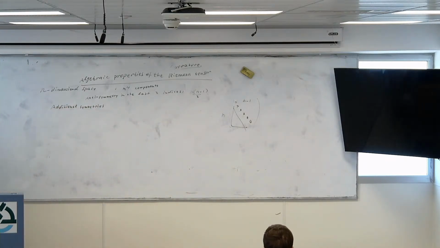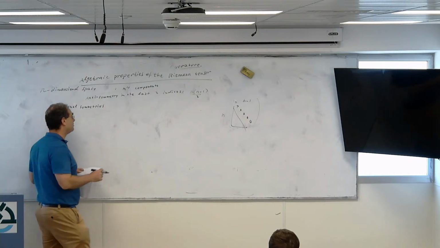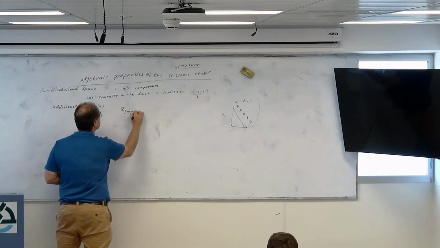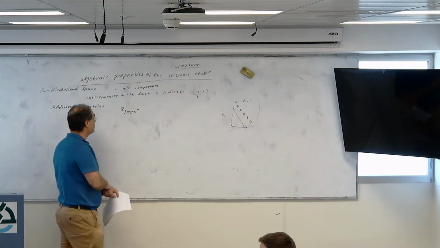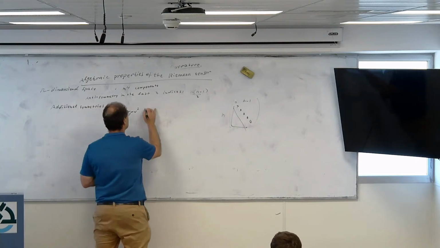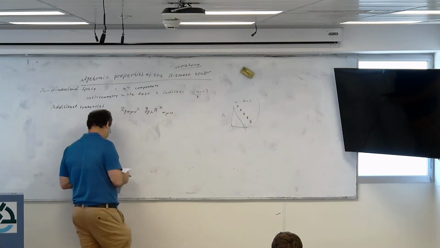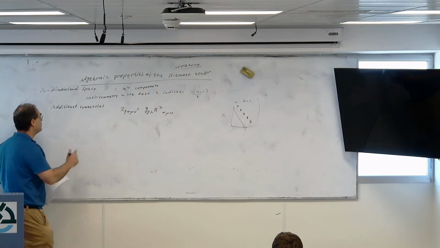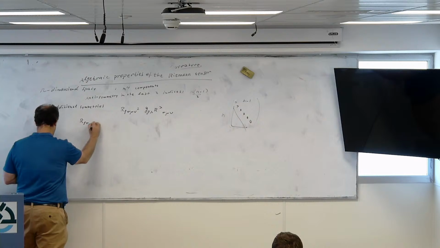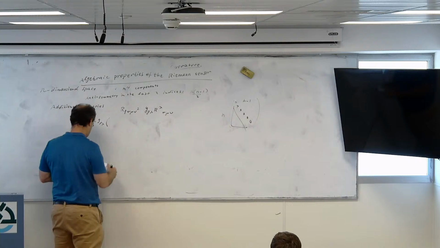To get additional symmetries, it's easiest to work with the Riemann tensor with all lower indices, namely R rho sigma mu nu, which is G rho lambda R lambda sigma mu nu. So we just have to do it: R rho sigma mu nu is just G rho lambda times, and then I'm going to plug in the definition.